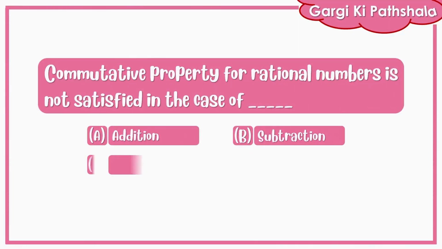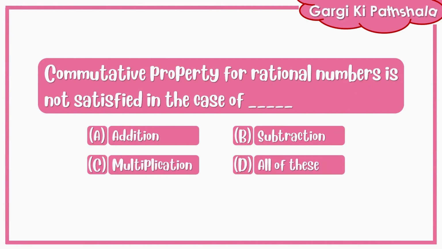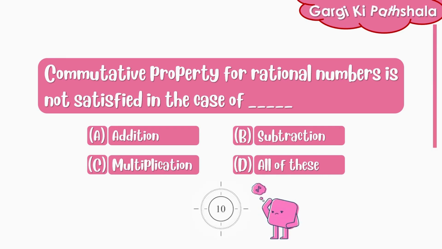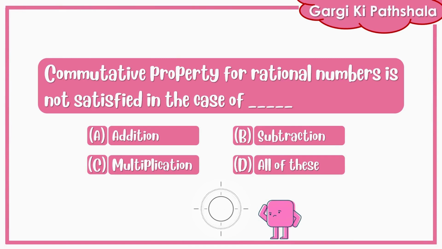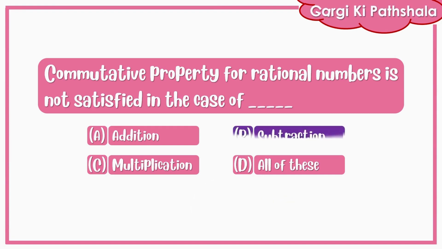Commutative property for rational numbers is not satisfied in the case of: A. Addition, B. Subtraction, C. Multiplication, D. All of these. The correct answer is B. Subtraction.